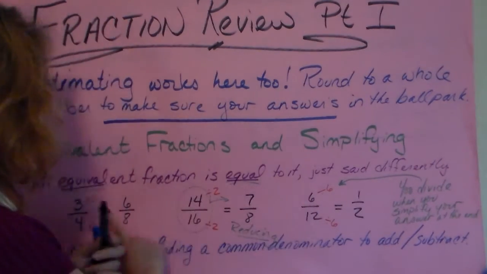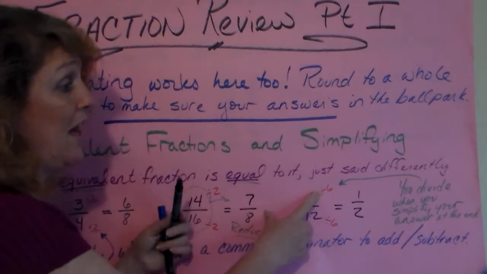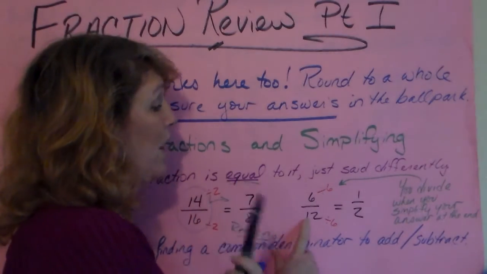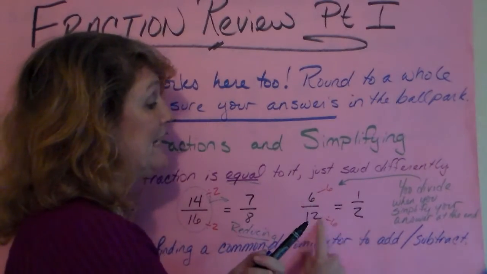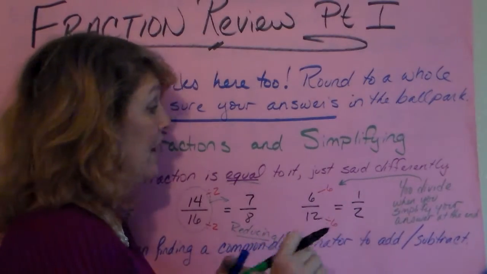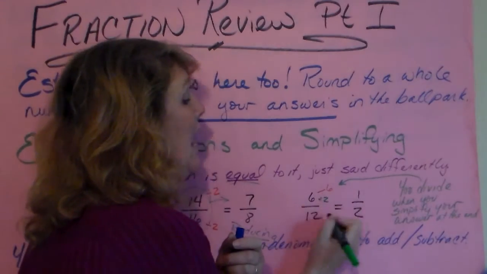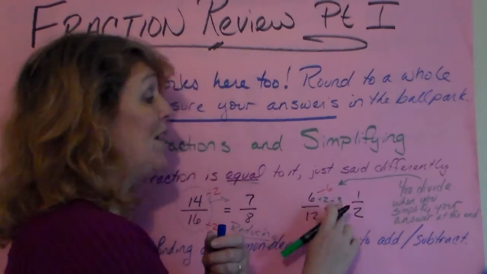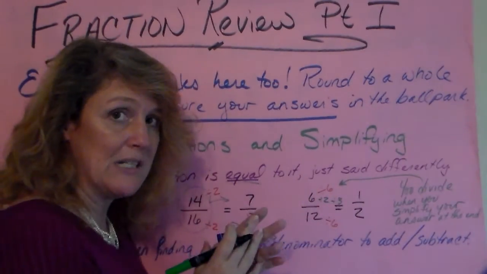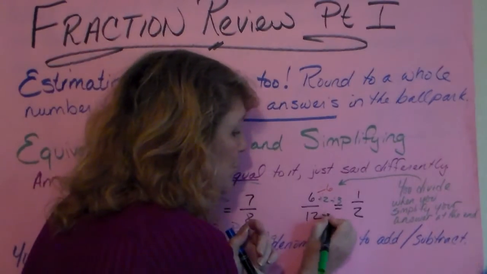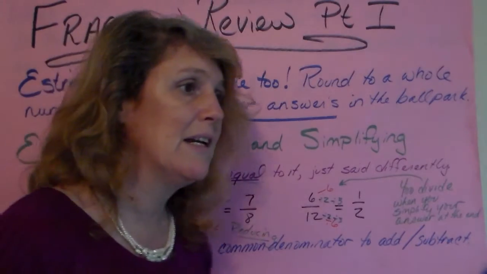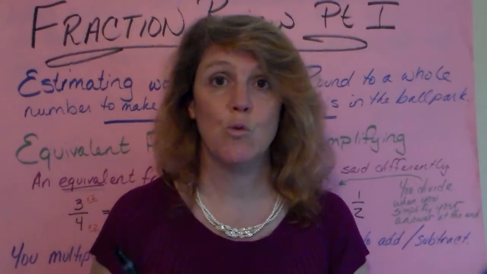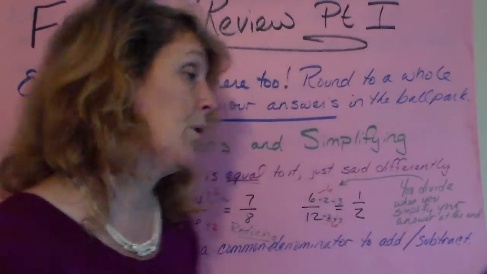I don't have to divide by 2 and multiply by 2. I can use other numbers. 6 and 12, their greatest common factor is 6. And when I divide by 6, I get 1/2. Now, if you end up dividing by 2 and then dividing by 3, that's fine. That will also get you to the same answer, as long as you do that on the bottom as well. As long as you can recognize when your answer is not reduced all the way. Okay?